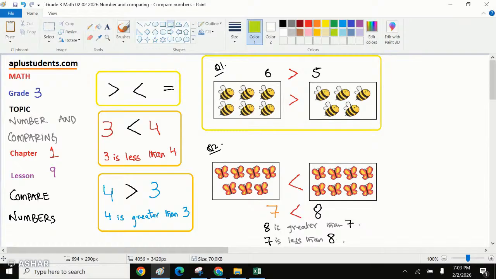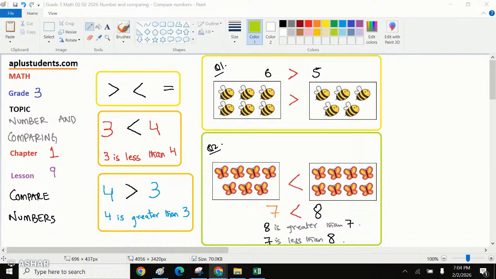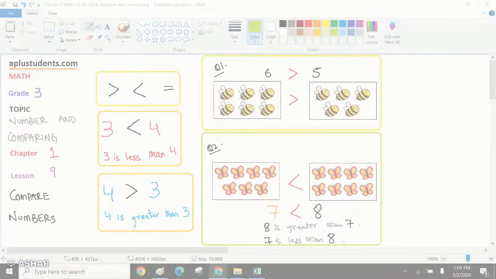For the next question, let's pick up another set of values. Just a moment, let me screenshot.